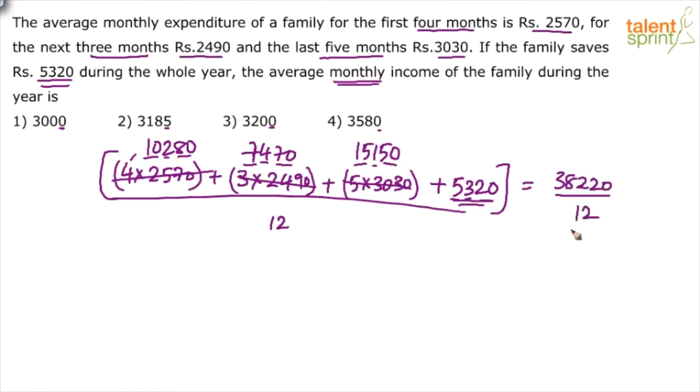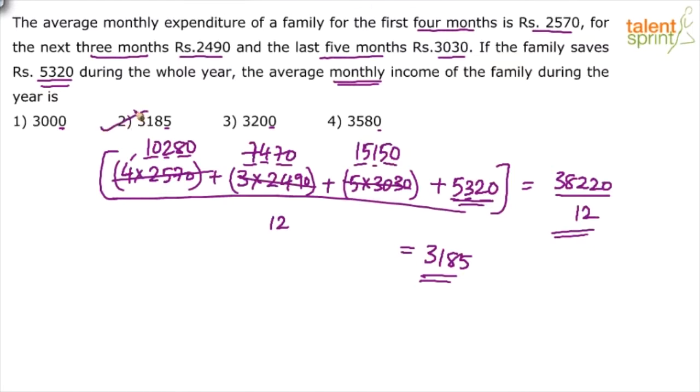divided by 12. So I think 36,000 by 12 will be 3,000. 2,220. 2,220 by 12. 1,800 by 12 is 150. 420 by 12 will be 35. So 150 plus 35, 185 plus 3,000. 3,185. You getting it? So even if you have to do the complete calculation, it should not be any time consuming, right?